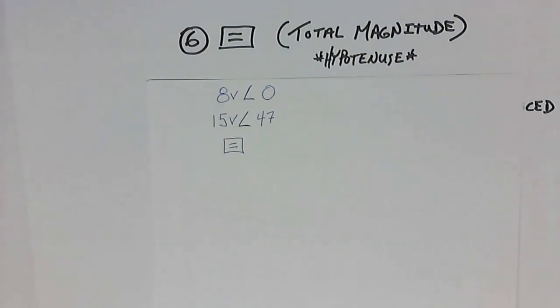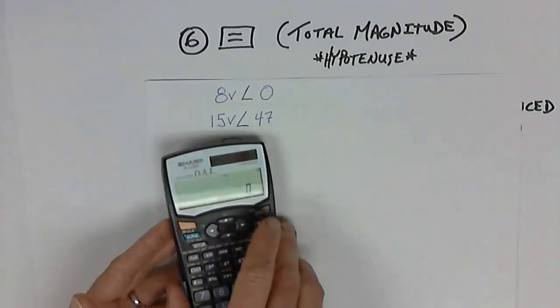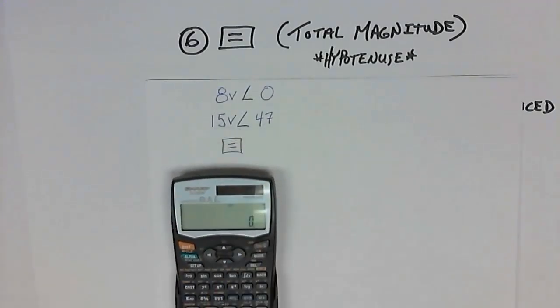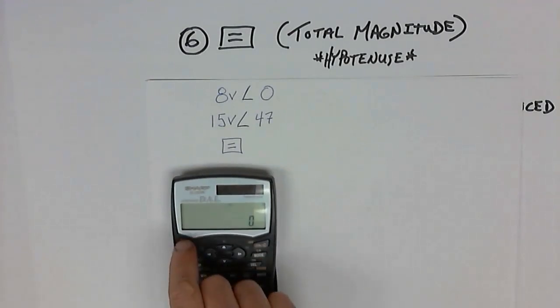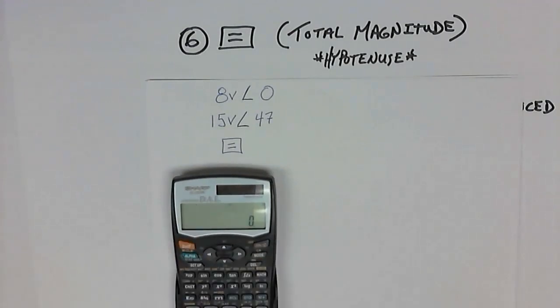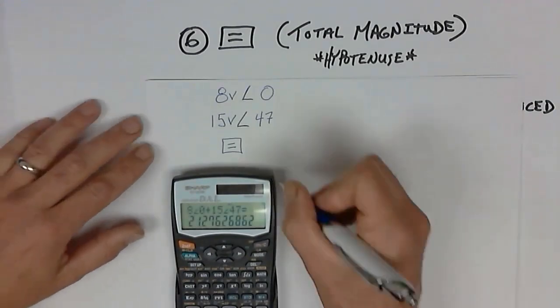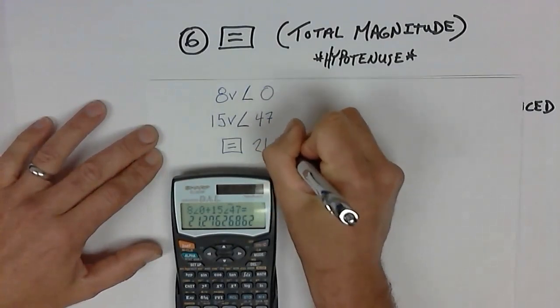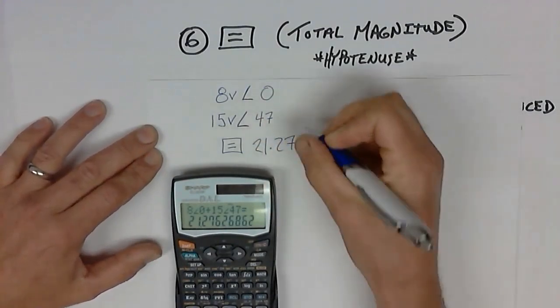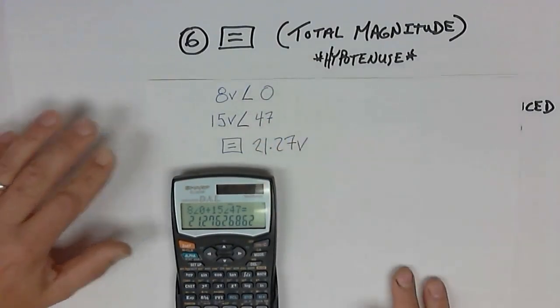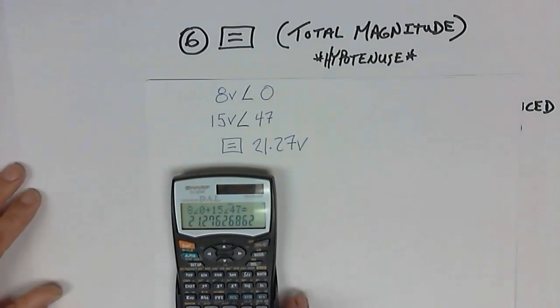If I were to do this on my calculator here, I have mode 3, second function 8. So I have 8 DMS 0 plus 15 DMS 47 degrees equals 21.27 volts. So that is the total magnitude or hypotenuse.